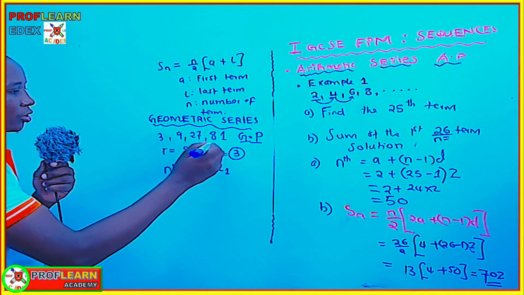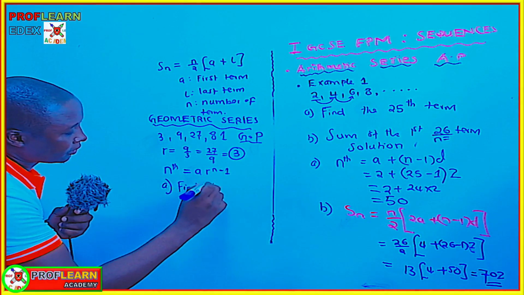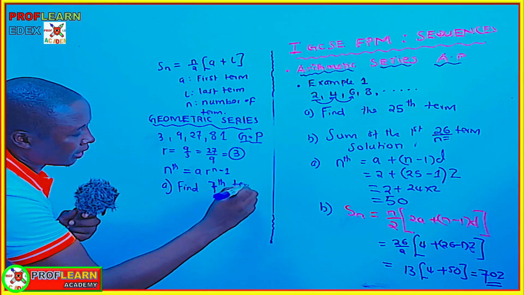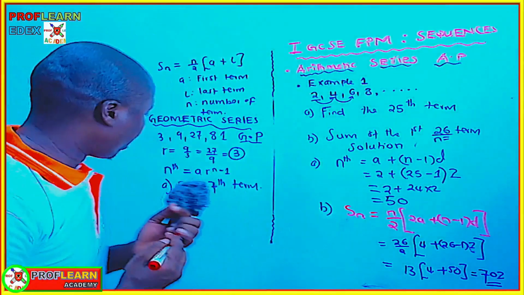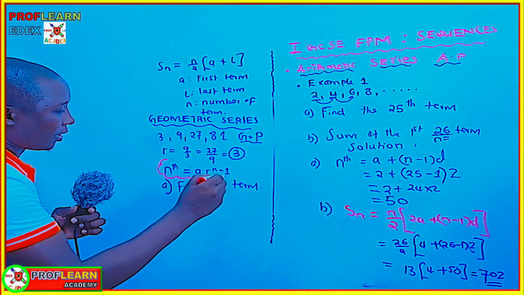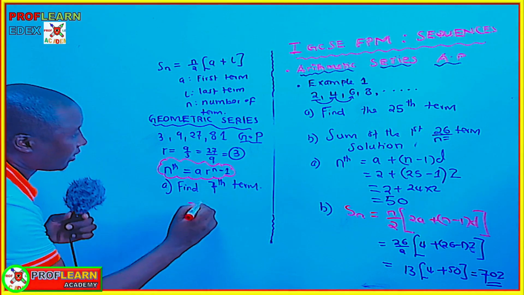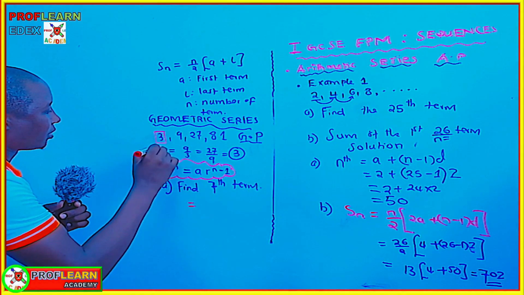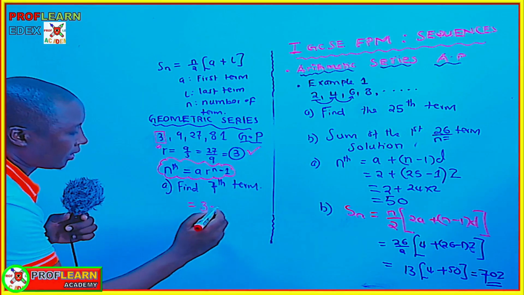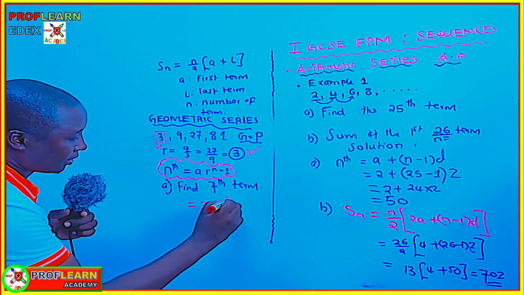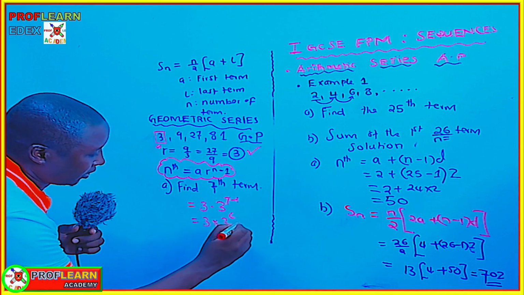So now, for instance, in this question, if you are asked to find the seventh term, you are going to use this nth term formula, and the formula dictates that term number 7 is going to be a, the first term, which is 3, times the common ratio, which we got to be 3. n is 7 minus 1, so this is going to be 3 times 3 raised to power 6.